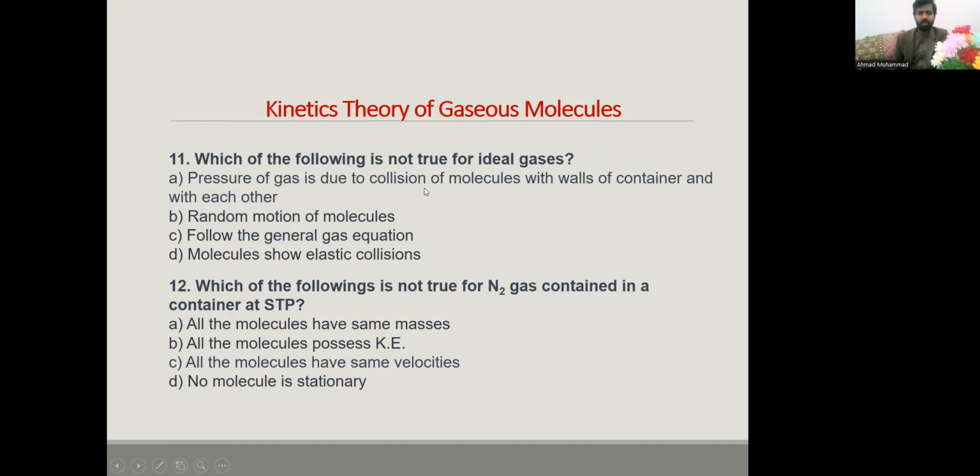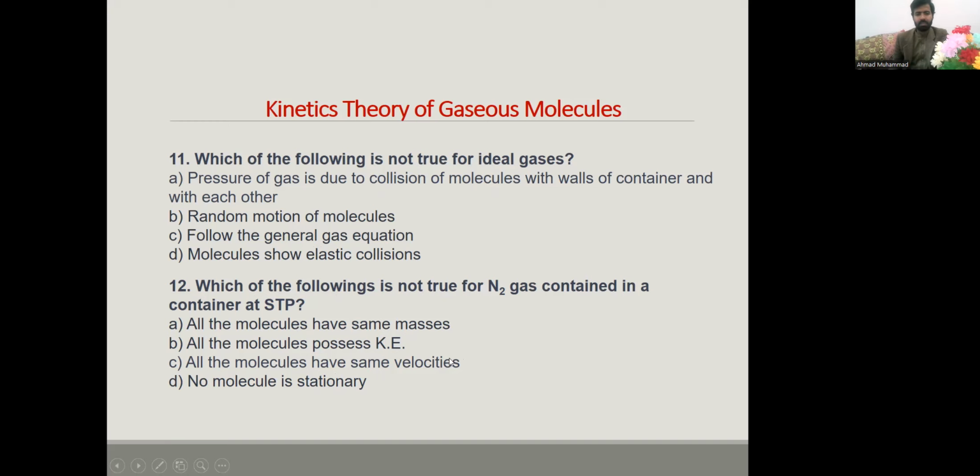So the right option from these four options, the first one, is the right option. Pressure of a gas is due to collision of molecules with the walls of the container and with each other. Which one of the following is not true for the nitrogen gas contained in a container at STP? All the molecules have the same masses. All the molecules possess kinetic energy. All the molecules have the same velocity. No molecule is stationary. So the right option is C.